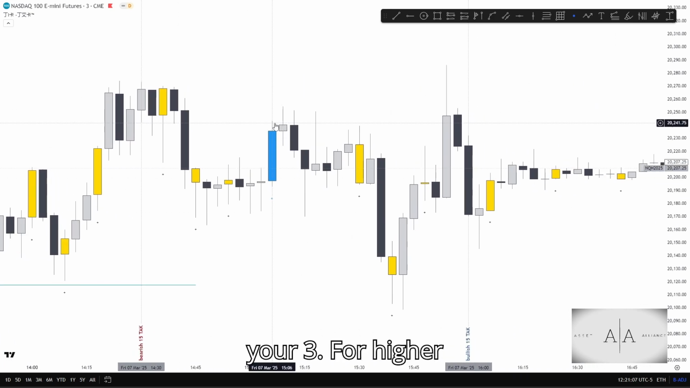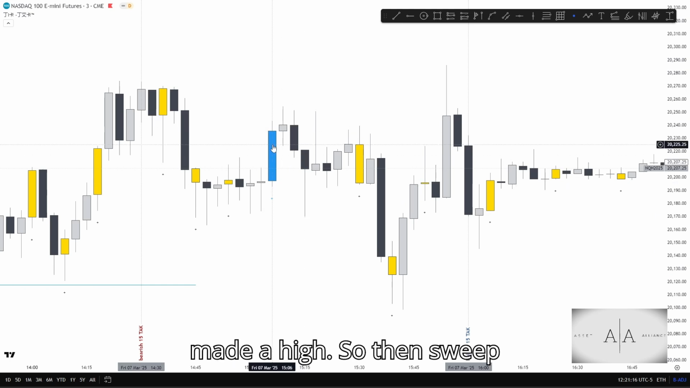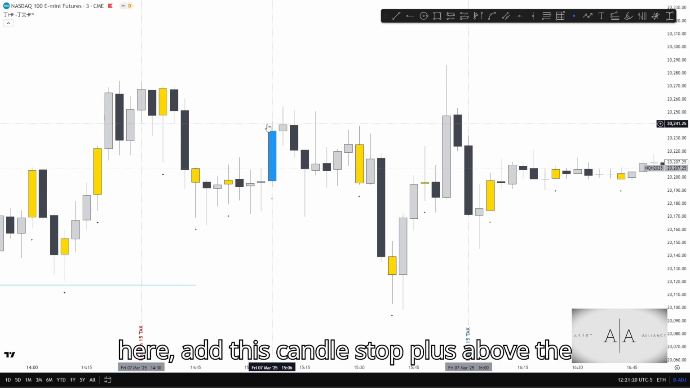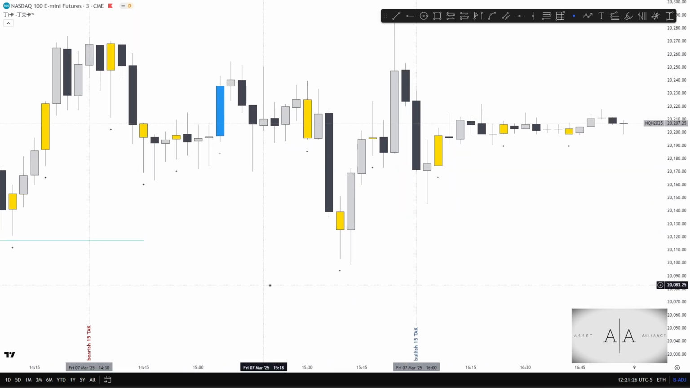You have your 3 for higher prices. No, 1506. 1506 for higher prices, so this made a high. So then sweep for lower prices. You get your entry in here at this candle, stop loss above the previous stack, but then lower prices because what? You're in a bearish 15 tag.